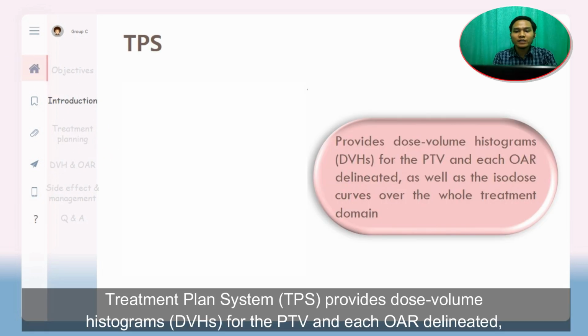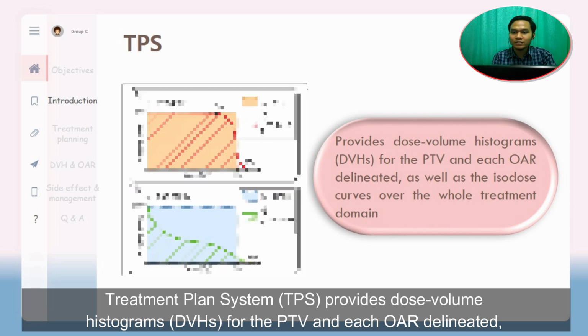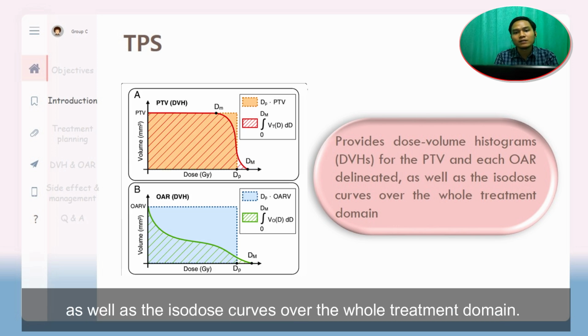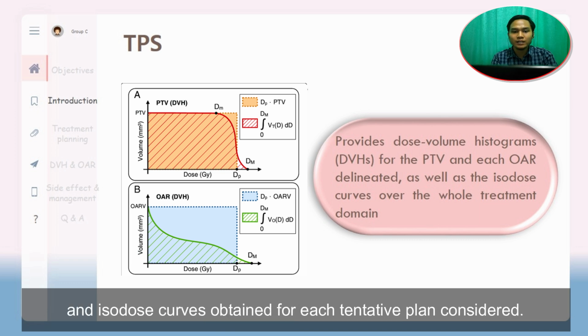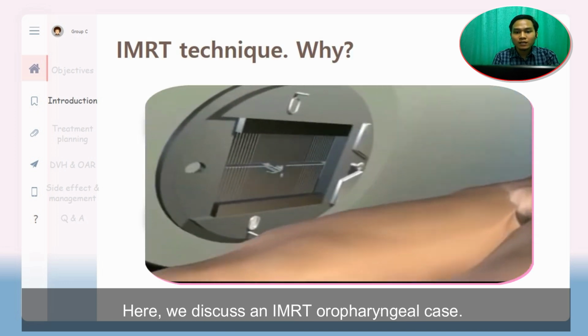The treatment plan system provides dose volume histogram (DVH) for the PTV and each OAR delineated, as well as the isodose curve over the whole treatment domain. The choice of the treatment plan is then usually made mainly by inspection of the DVH and isodose curve obtained for each tentative plan considered. Here, we discuss an IMRT oropharyngeal case.